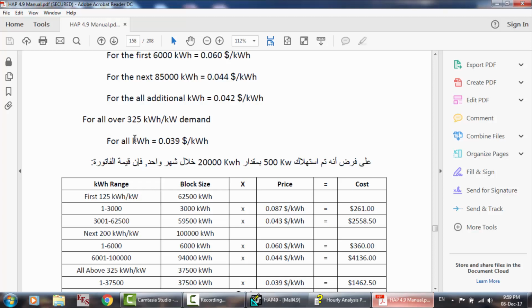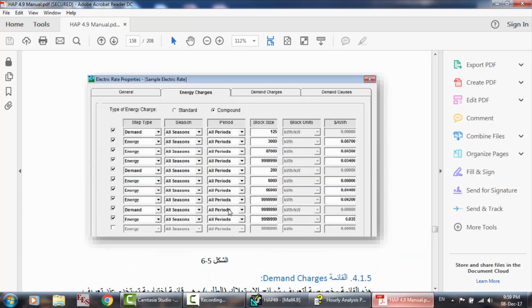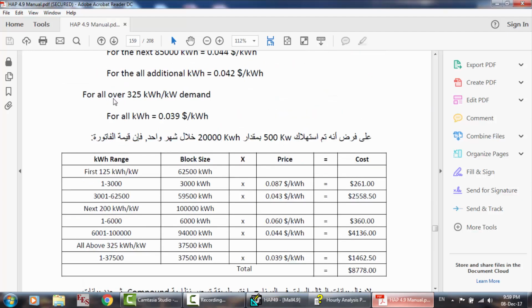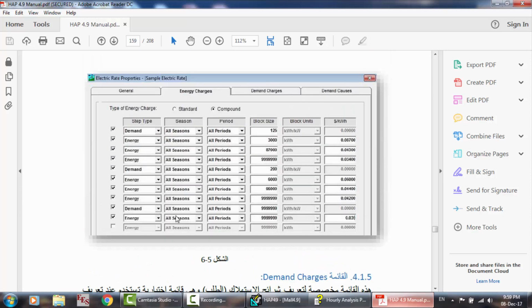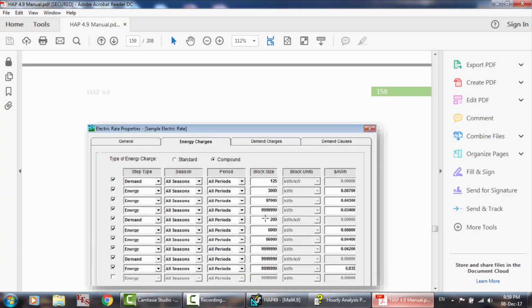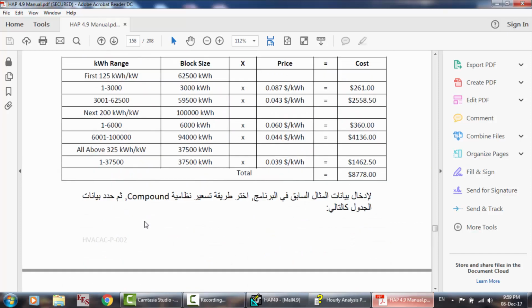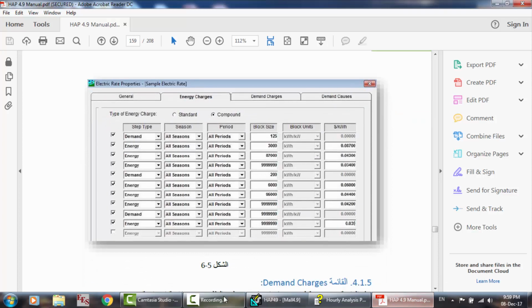Then the last demand, for above or all over 325 kilowatt hour per kilowatt demand, you have for all kilowatt hour this price. So you will find here demand, and this is 999, I think, because this is for all over. And here the energy, because there is only one, this is for all kilowatt hour remaining. For all kilowatt hour you have to put 9999, and here the price.